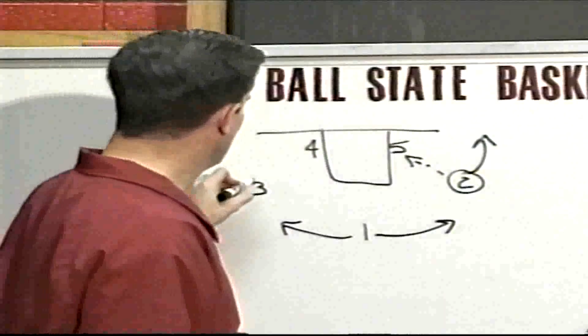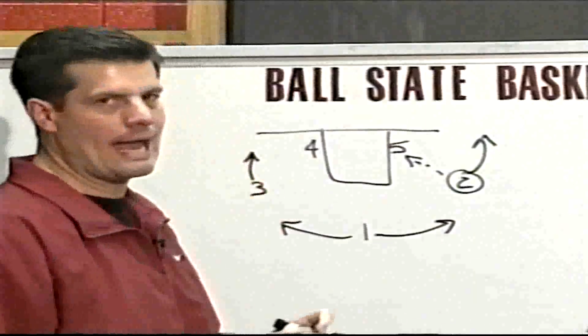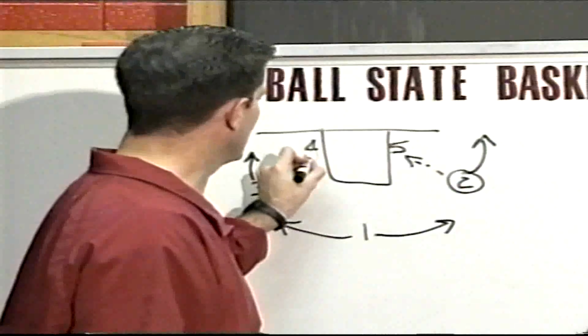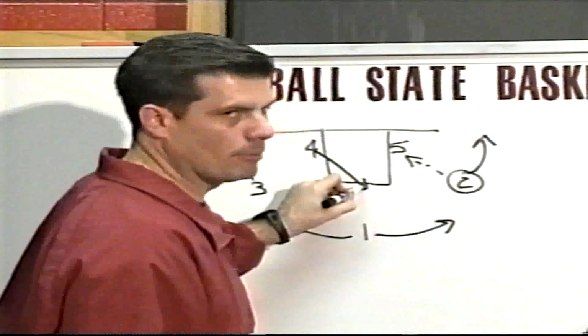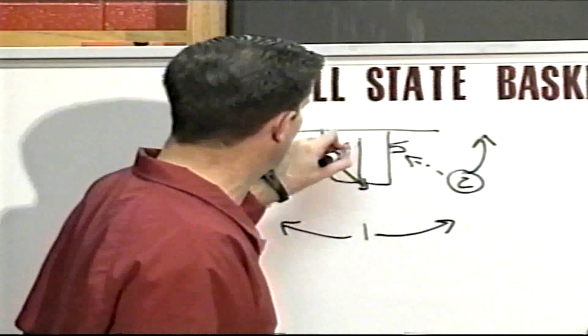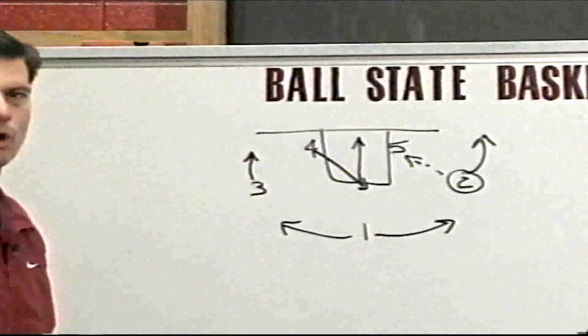whether that's moving to the right or moving to the left, and then our 3 must also react to that, and our 4 can look at flashing to the high post, and then anytime the ball goes into the post after he does that, we want him to flash to the front of the rim.